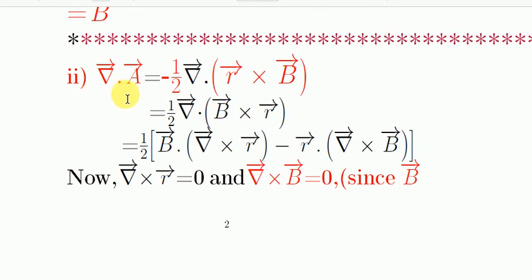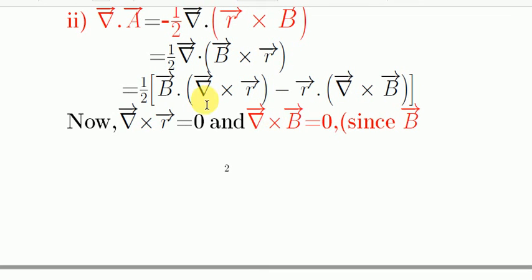Here del dot A equal to, we can write in place of A, we already verified that A equal to minus half times R cross B, and we use here in place of A. So del dot A equal to minus half times del dot R cross B, or in the next step we can write half times del dot B cross R, because we know that A cross B equal to minus of B cross A, and here we can say minus of R cross B equal to B cross R.